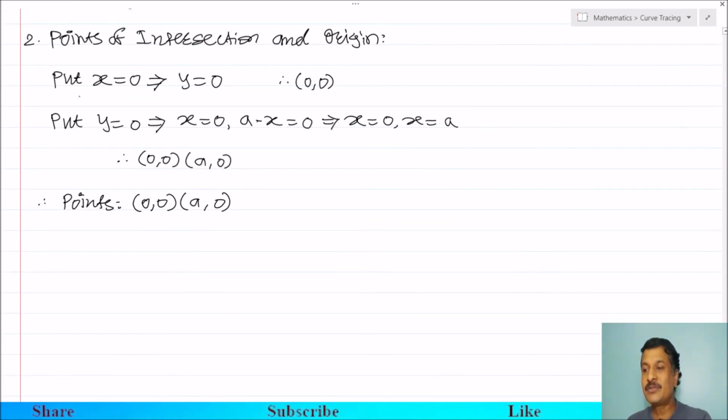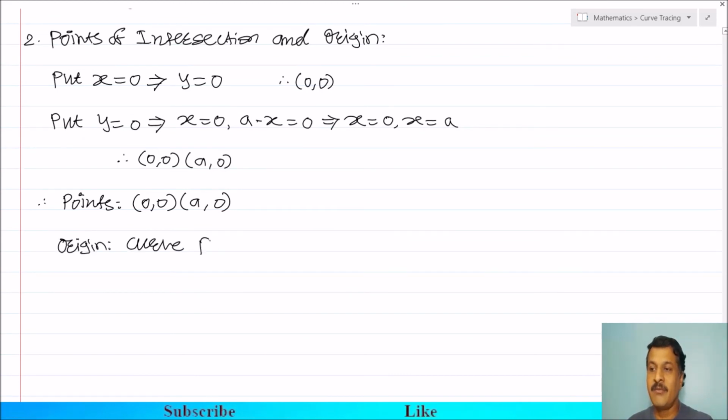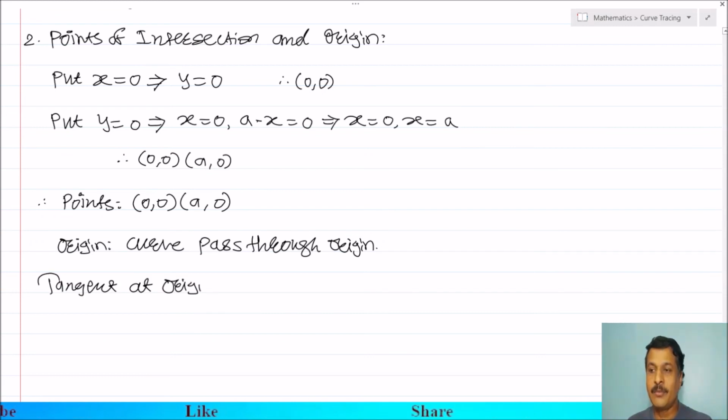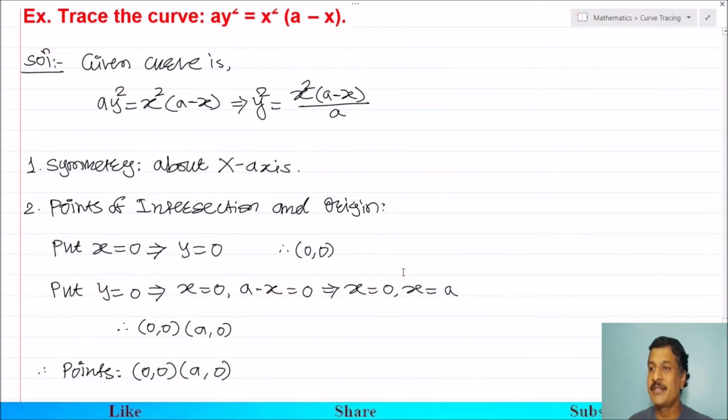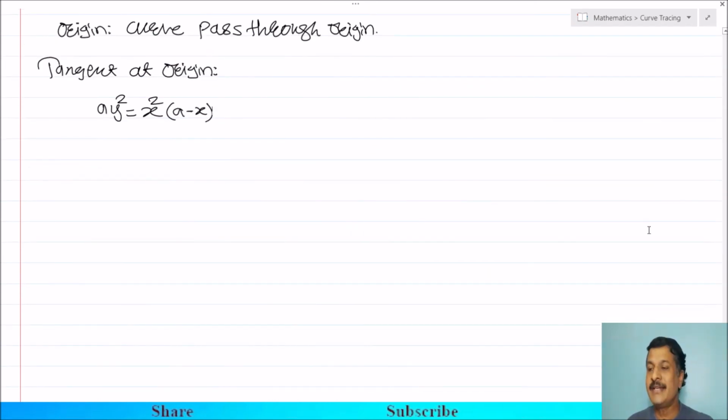So here you write about the origin: the curve passes through the origin. How? Because we got the (0, 0) point. Now, tangent at origin. How to find the tangent at origin? Lowest degree term equate to 0. What is the equation? a y square equal to x square into a minus x. So write in the form of f(x, y) equal to 0. So I am getting a y square minus a x square plus x cube equal to 0.